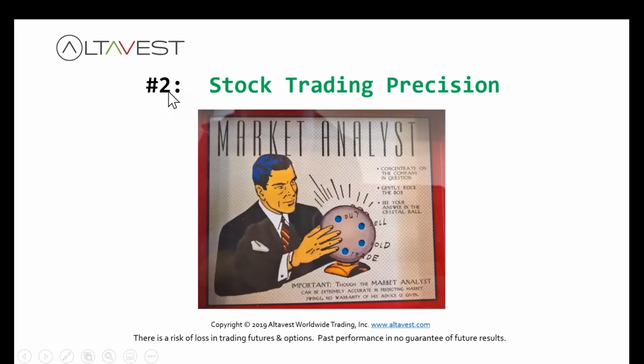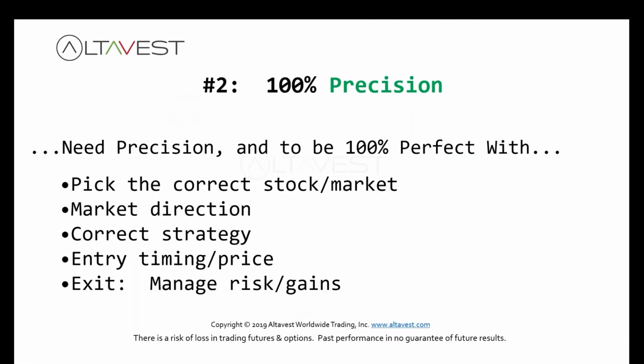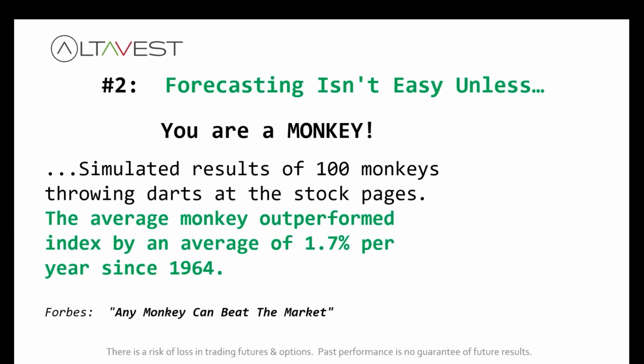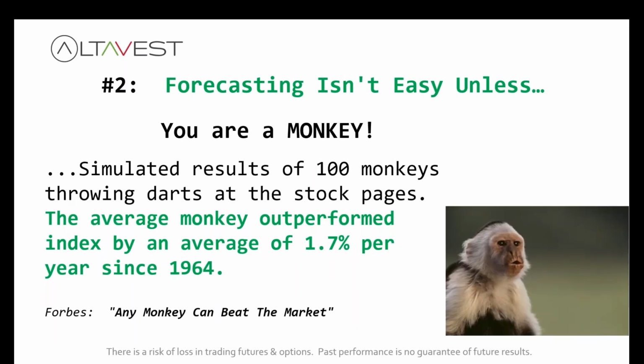How about number two, something we don't always think about, trading precision. So remember, if you're going to pick stocks, you have to be correct with the market, the direction, the strategy, your entry timing, and your exit, how to manage the risk and reward. That's a lot of things that have to go right. And remember too that if you think you're going to be smarter than this monkey, maybe you're wrong. It turns out that monkeys, in these simulated results of a stock picking contest, outperform the index by an average of 1.7% per year.